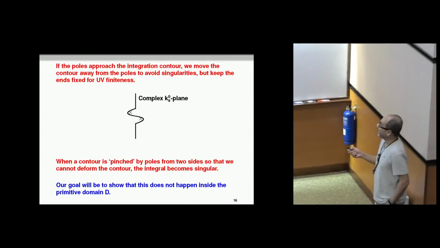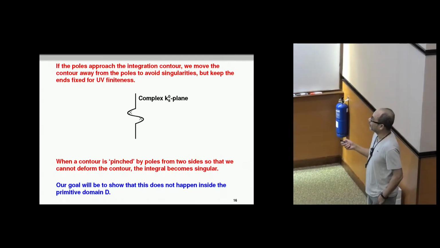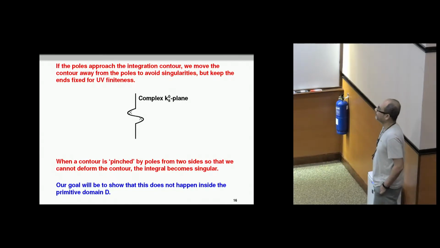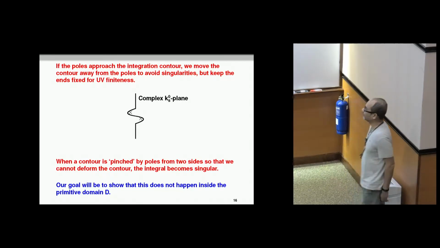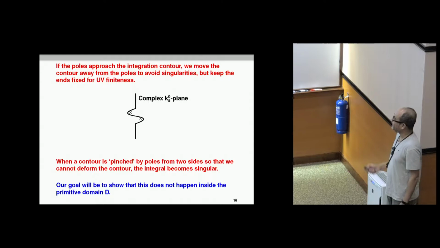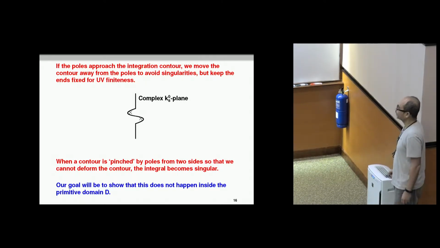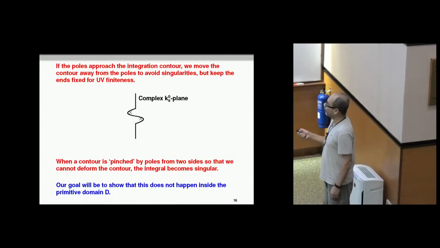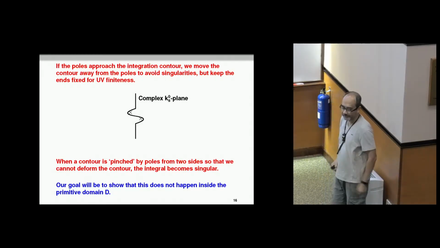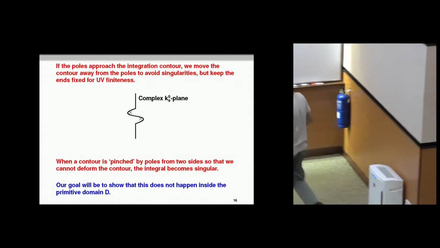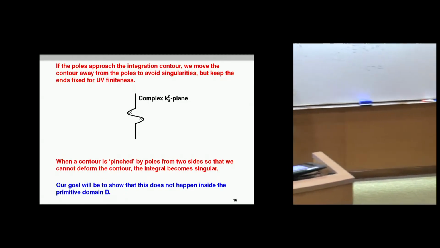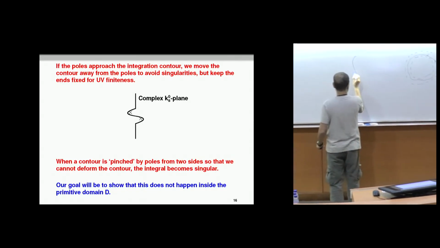So as the pole approaches the contour, you have to deform it, which you can do, of course. It's a complex integral, so you don't really encounter a singularity in such situations. The singularities come when the contour is pinched by poles from two sides. Suppose you have two poles coming from two opposite sides and pinching the contour. Then, of course, you cannot deform it away.